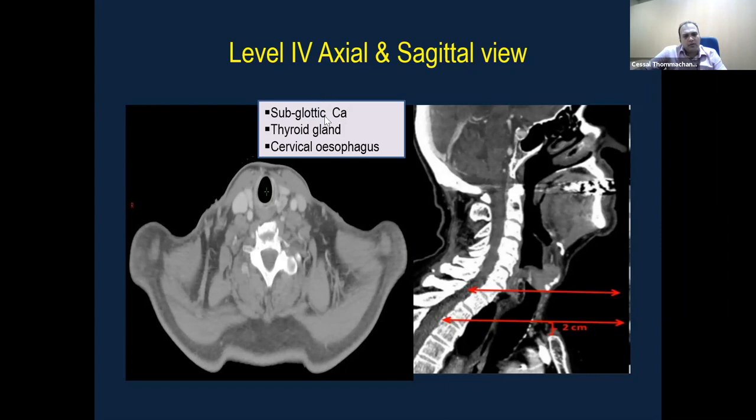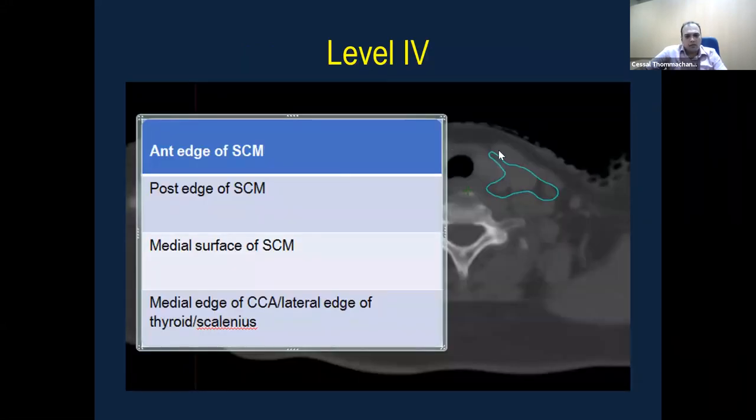Level 4 nodes are usually seen in transglottic carcinoma. Suppose a patient has a transglottic carcinoma, or an isolated subglottic carcinoma, which is very rare, or tumors arising from the thyroid gland, cervical esophagus, or post-cricoid region. Here, this is the anterior edge of the sternocleidomastoid, and this is the posterior edge. This is the thyroid gland. I know this is not a good CT scan. This is the medial edge of the common carotid artery, and this is the scalenus muscle. The anterior limit is the anterior edge of the sternocleidomastoid. Posteriorly, it is the posterior edge of the sternocleidomastoid.